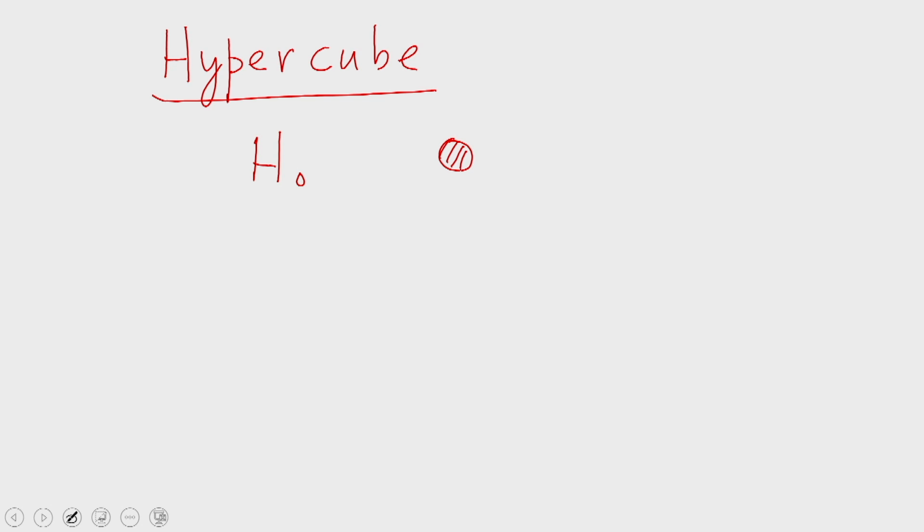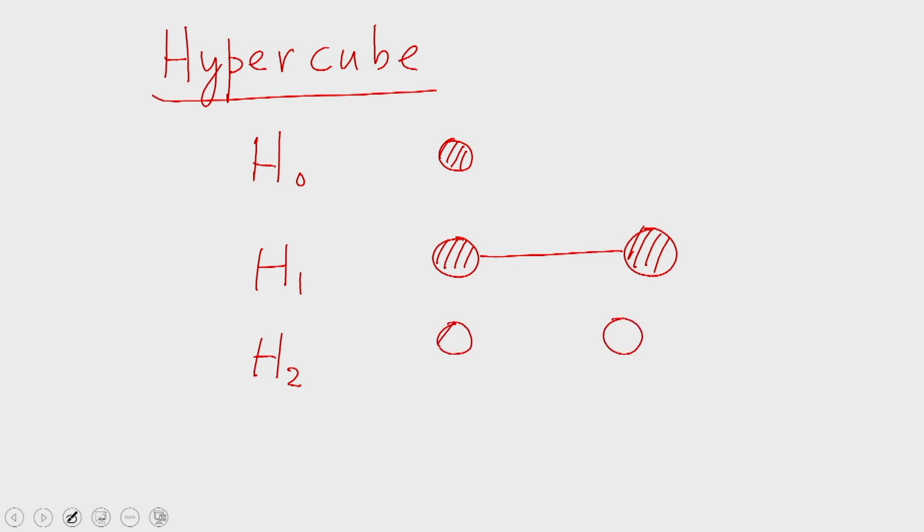A hypercube of dimension 1 is constructed by taking two copies of H0 and connecting the nodes. And then to construct a hypercube of dimension 2, we take two copies of H1 and connect the corresponding nodes.